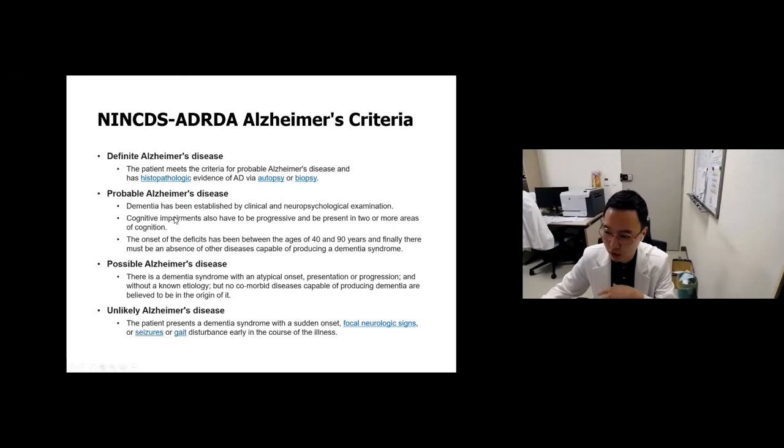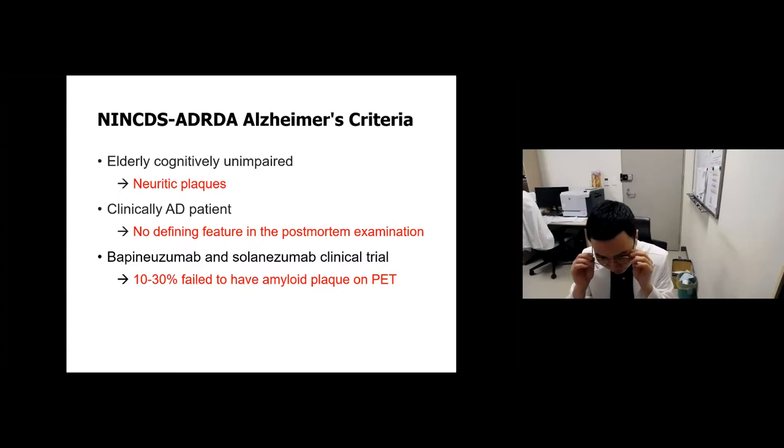And this disorder could only be labeled as definite Alzheimer's disease when the person went on to have an autopsy and a post-mortem examination, and if the brain in this autopsy shows neuritic plaques and neurofibrillary tangles. So only in this case can the patient be labeled as definite Alzheimer's disease according to this criteria.